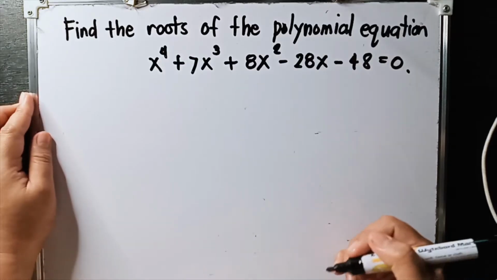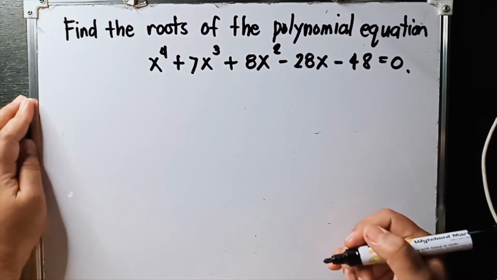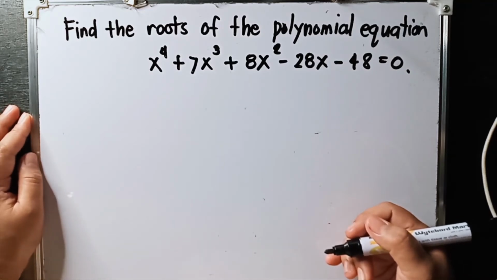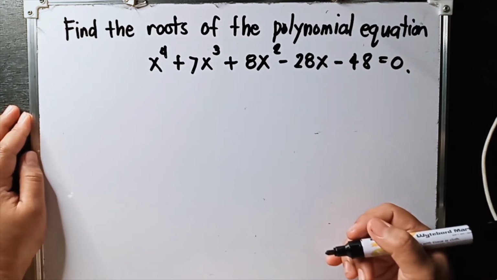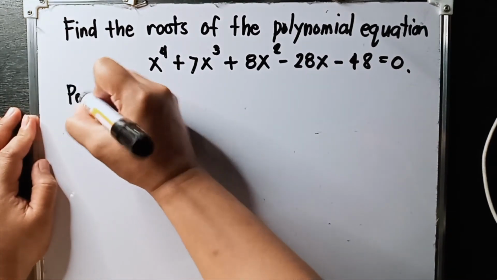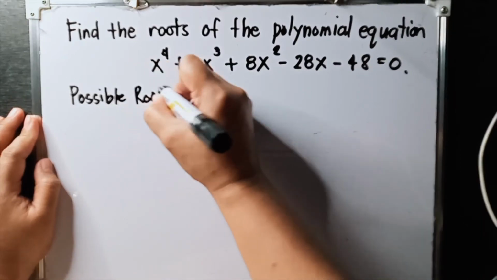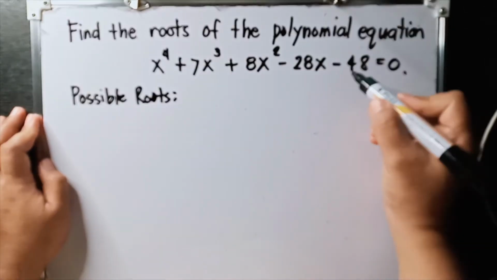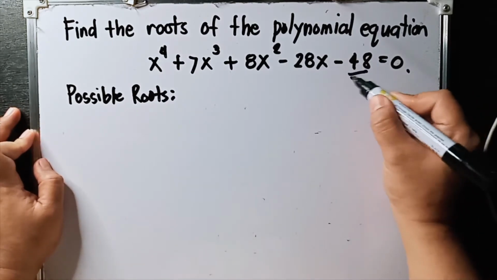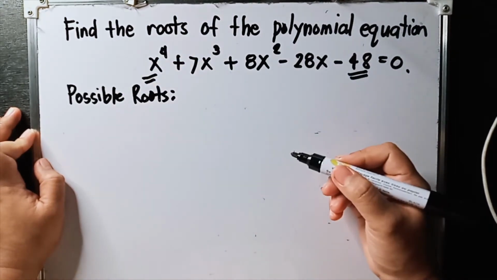Now let us deal with this example. Find the roots of the polynomial equation x to the fourth plus 7x cubed plus 8x squared minus 28x minus 48 equals 0. Firstly, we need to identify the possible roots. We can get that by dividing the constant term by the coefficient of the leading term.